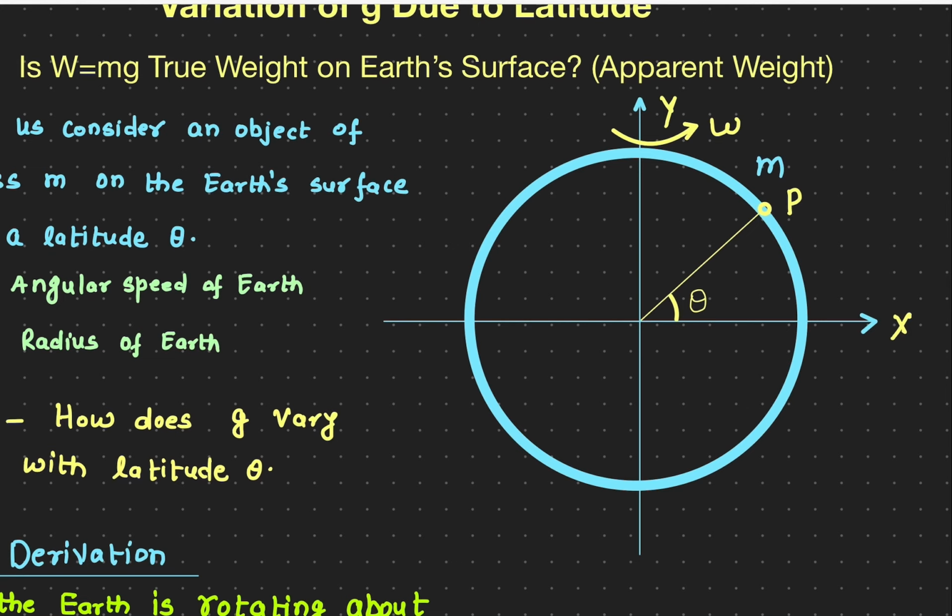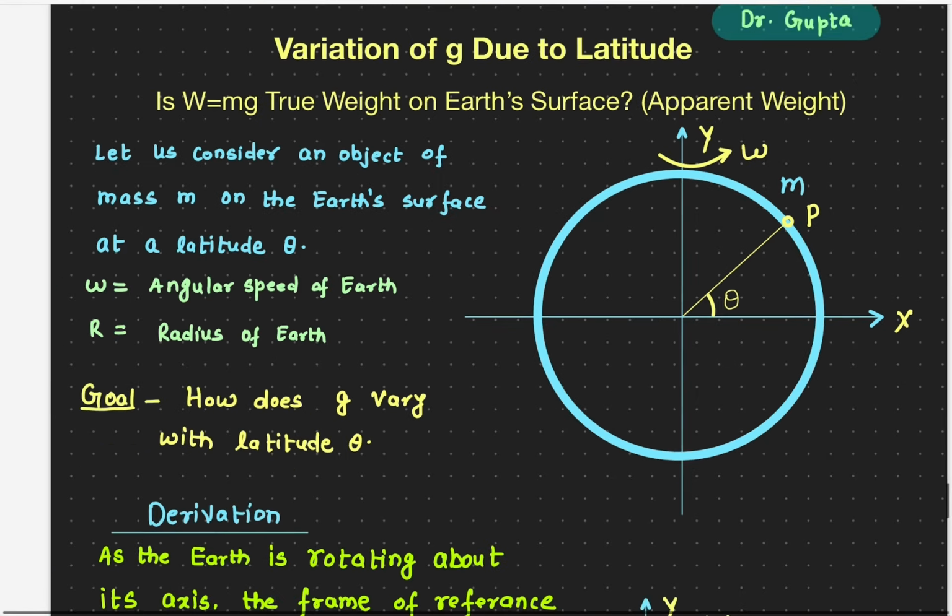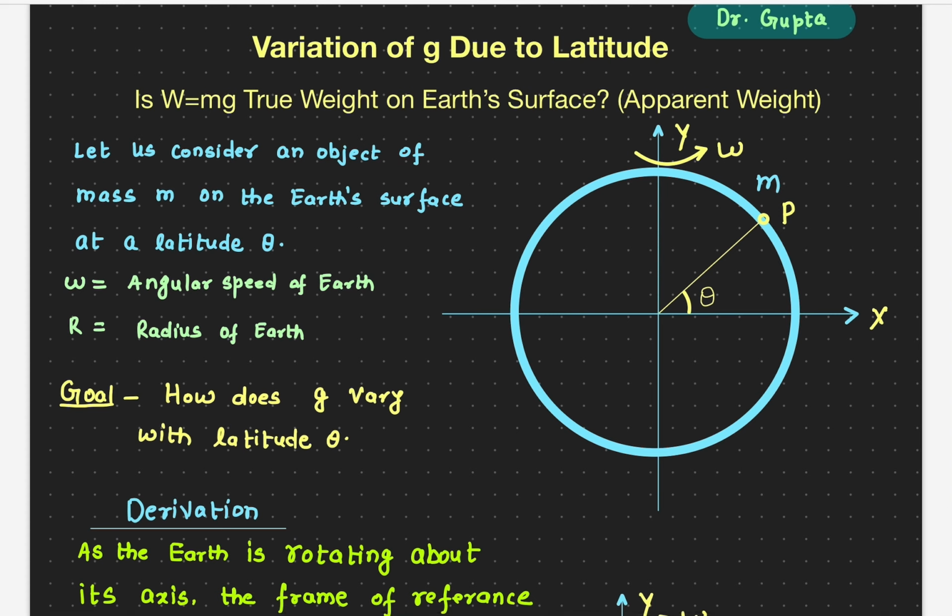And what is the exact equation? That's what we're going to do in today's video. This video could be a little longer because it does involve a lot of math. So let's get started. Let us consider that the Earth is spinning about its north-south axis with an angular speed omega, and we have a point P which makes an angle theta with respect to this x-axis. We call this angle theta the latitude.